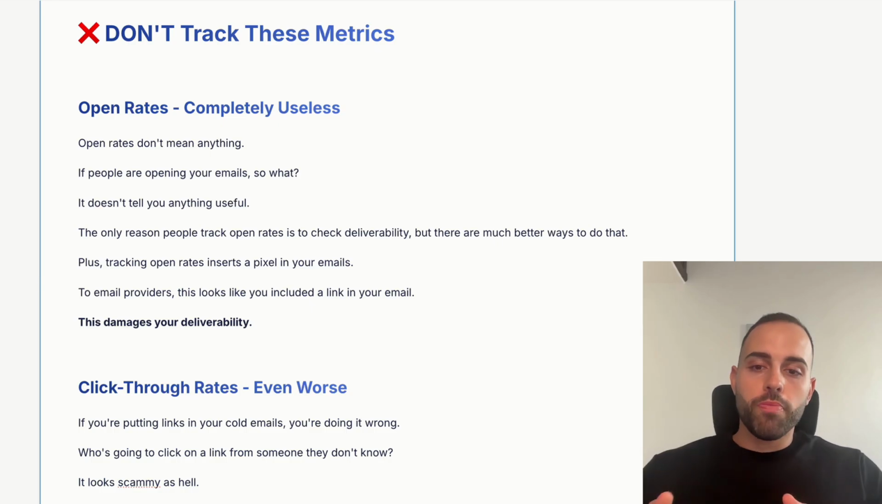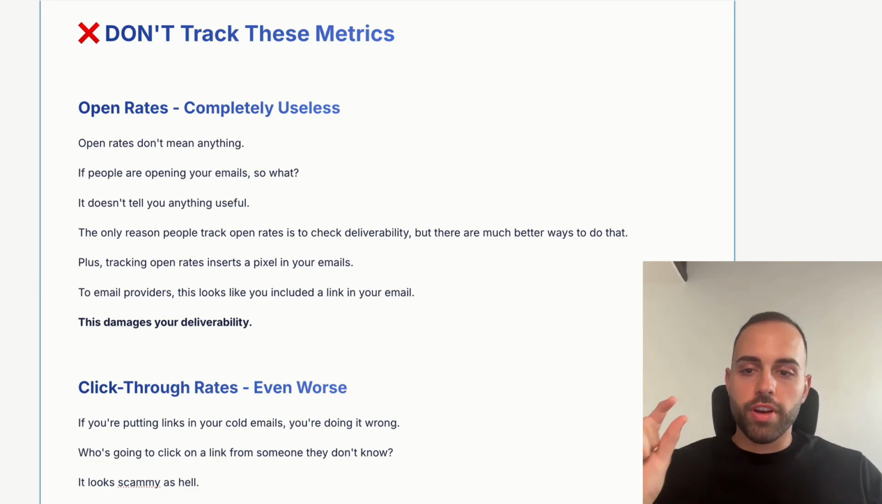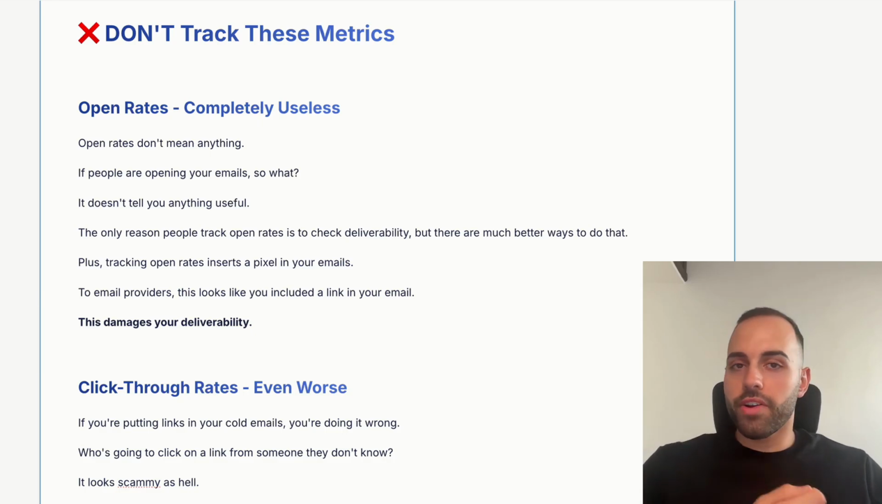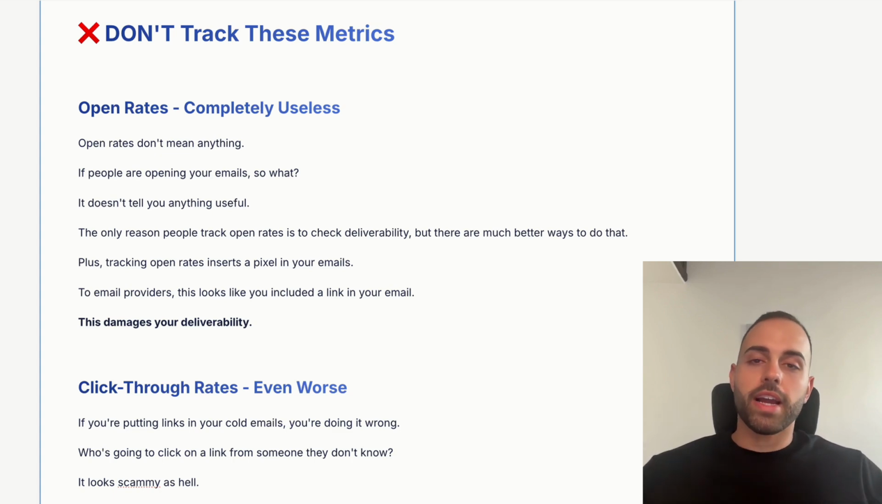Plus, tracking open rates inserts a little pixel in your emails, and to email providers, this looks like you're including a link in your email. And when you include a link in your email, it damages your deliverability in the long run, and you're going to have issues with your email accounts and your domains, which is going to force you to burn the entire infrastructure and start all over again. So to avoid that from happening, you want to switch off your open rate tracking.